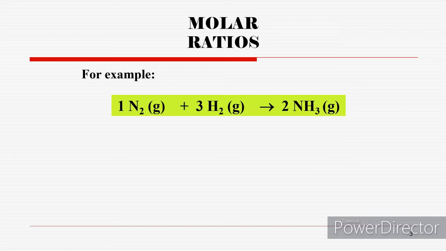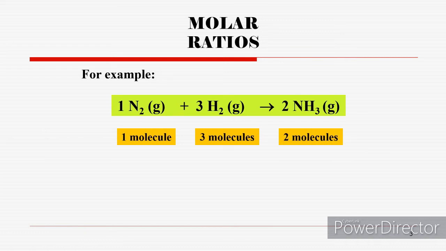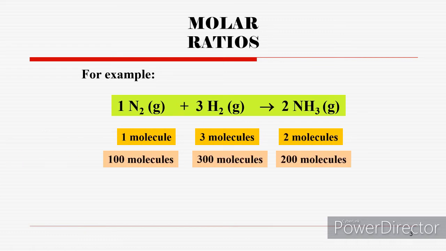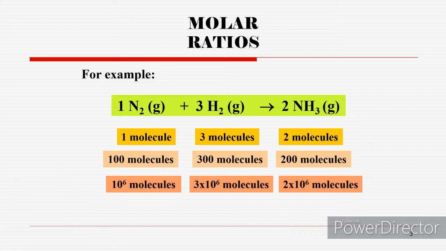Molar ratios. For example, 1 mole of nitrogen plus 3 moles of hydrogen will yield 2 moles of ammonia. These are the different types of molar ratios in stoichiometry.